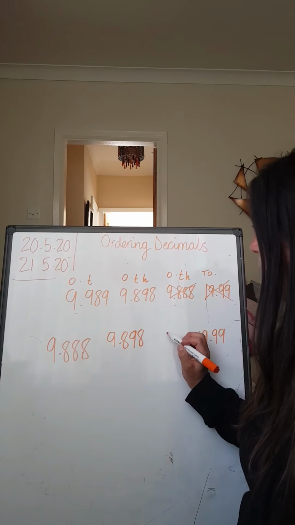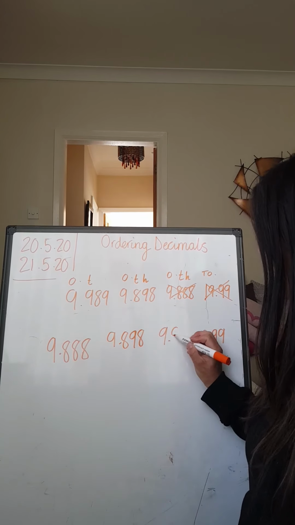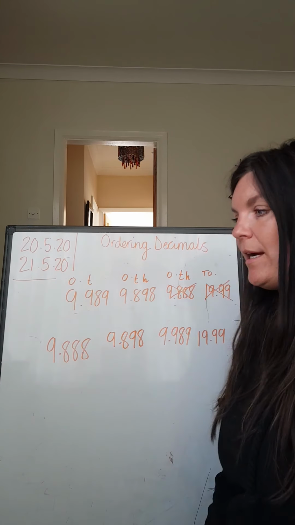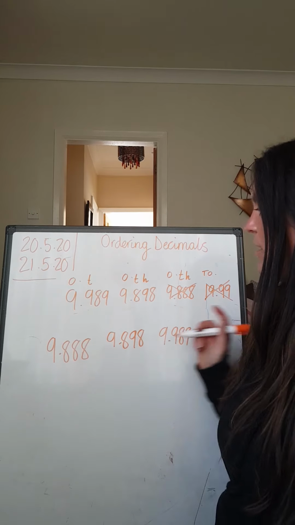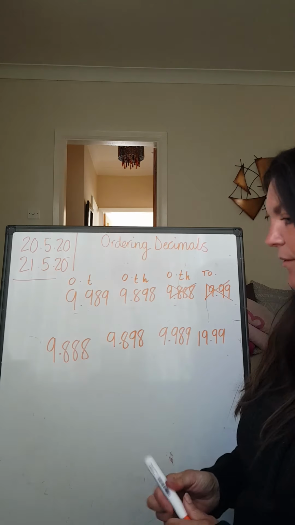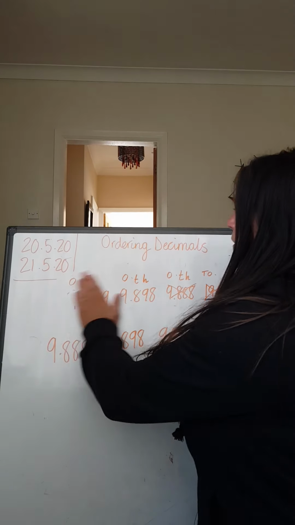And then that leaves that one in the gap, 9.989. And then they are in order from smallest to largest. Or I've put them in ascending order. So they're going up in value, ascending.